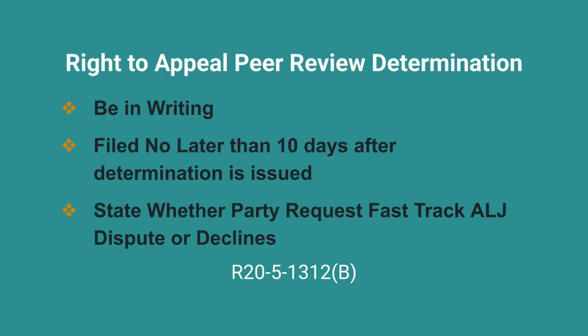The right to appeal an administrative peer review determination. Please be advised that any interested party dissatisfied with this administrative review determination may request that the dispute be referred to the Commission's Administrative Law Judge Division for hearing. A request for hearing must: 1. Be in writing. 2. Be filed no later than 10 business days after the administrative review determination is issued. And 3. State whether the party requests to participate in the fast-track ALJ dispute resolution program by stipulation, or declines to participate in the fast-track ALJ dispute resolution program.